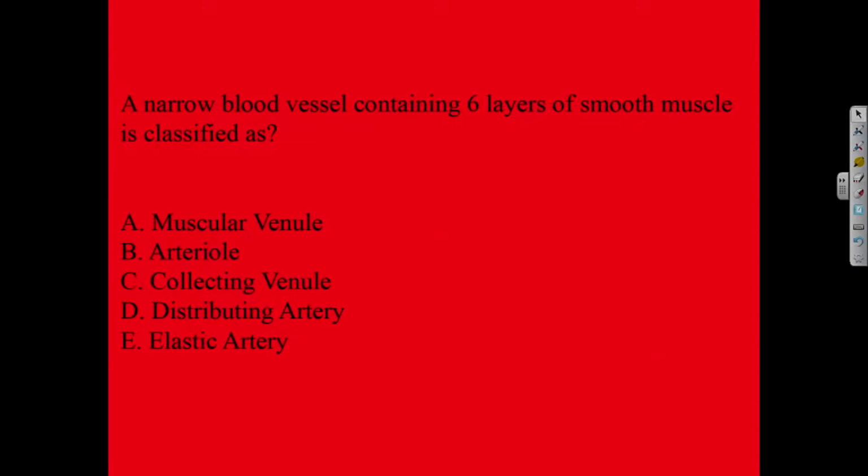So here we go. Here's our question. A narrow blood vessel contains 6 layers of smooth muscle, and it's classified as... 6 layers of smooth muscle. All right? Okay, there you go. An arteriole would be 5 or less.